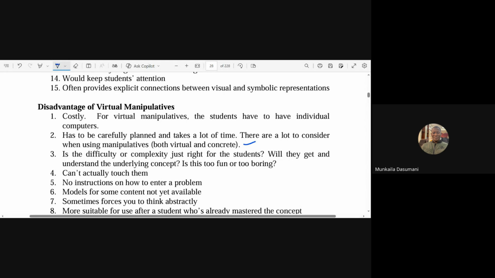And there is the difficulty or complexity, which must be just right for the students. Will they get and understand the underlying concepts? Is this too fun or too boring? It depends on how you are going to use it. It can be too fun, but the physical one is always preferable.